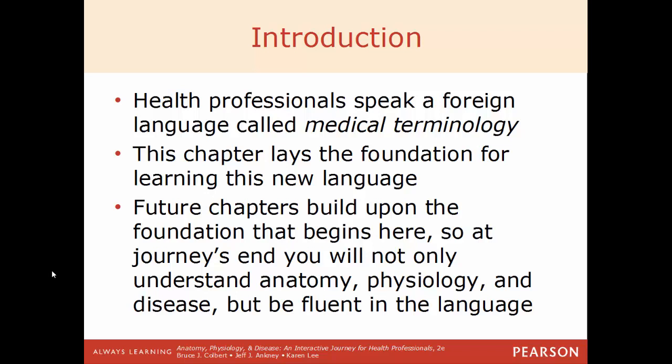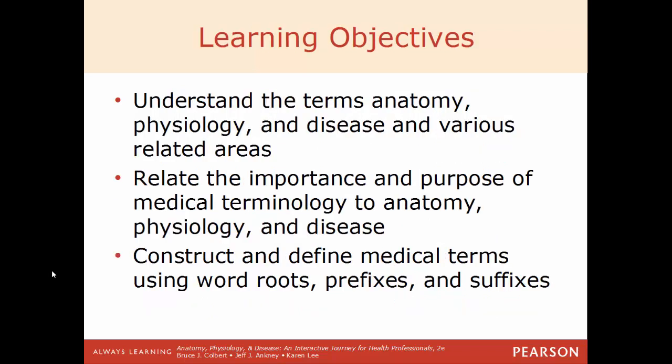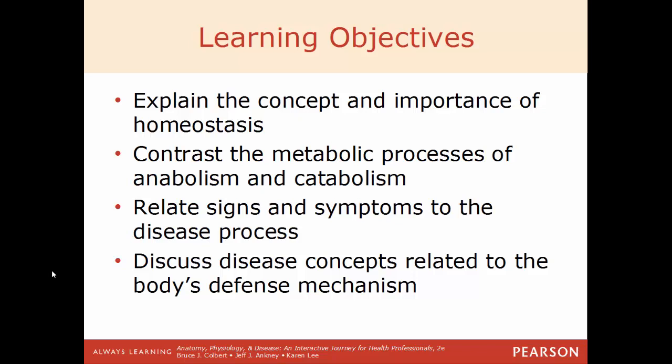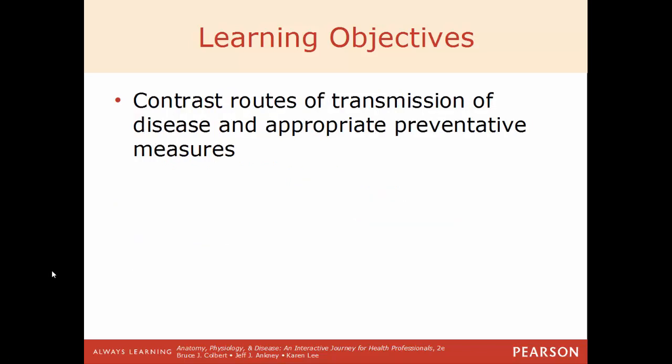See, so future chapters will build upon what we talked about here in Chapter 1. So when we get done, not only will you understand anatomy, physiology, and disease, but also be fluent in the language. The learning objectives for this chapter: being able to understand the terms anatomy, physiology, and disease in various related areas, be able to relate the importance and purpose of medical terminology to anatomy, physiology, and disease, and construct and define medical terms using word roots and prefixes and suffixes. Also be able to explain the concept and importance of homeostasis, be able to contrast the metabolic processes of anabolism and catabolism, being able to relate the signs and symptoms to the disease process, and discuss disease concepts related to the body's defense mechanism. And lastly, contrast routes of transmission of disease and appropriate preventative measures.